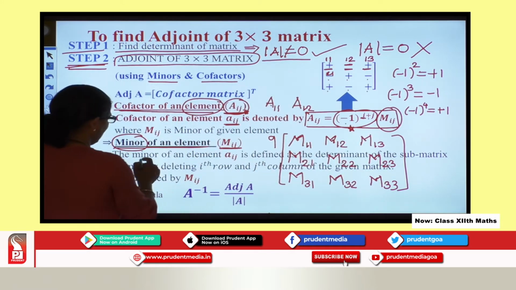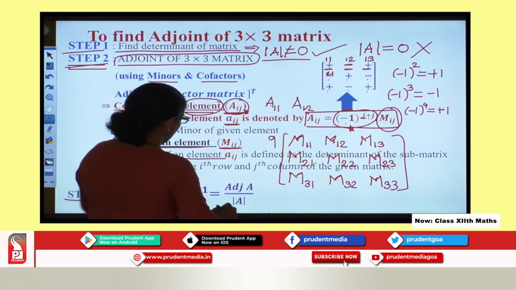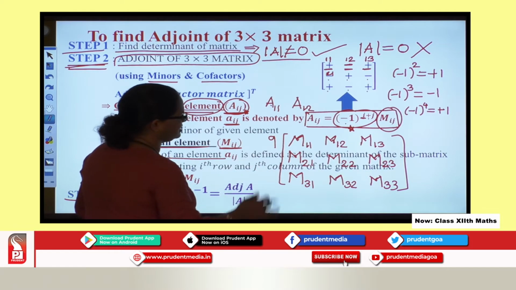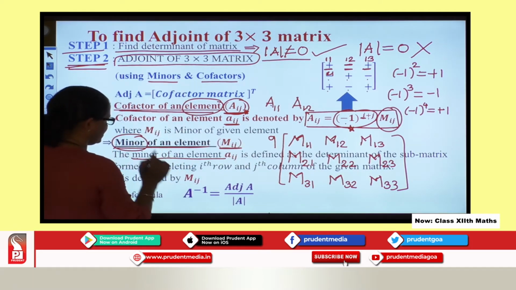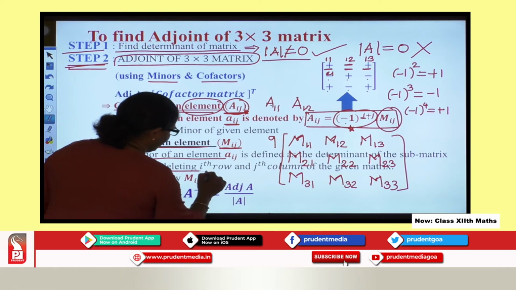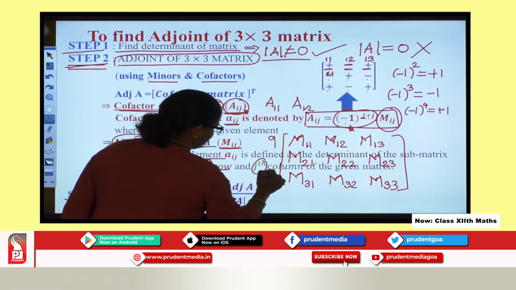So what is a minor? Basically, the minor of an element Aij is defined as the determinant of the submatrix formed by deleting the ith row and jth column.